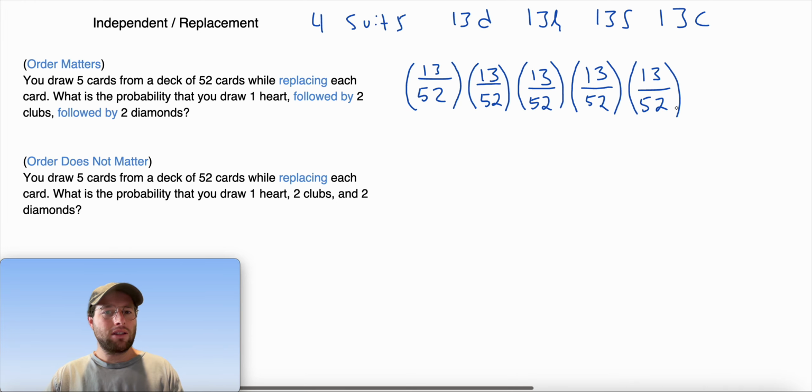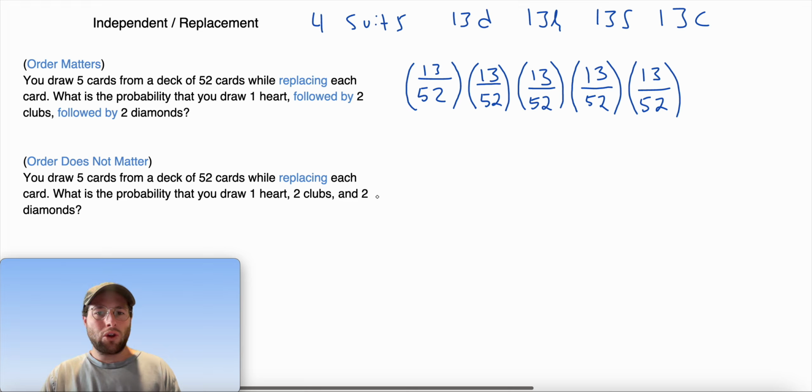Okay, so now let's compare and contrast this with the next example where order does not matter. This one: you draw 5 cards from a deck of 52 cards while replacing each card. What is the probability that you draw 1 heart, 2 clubs, and 2 diamonds?